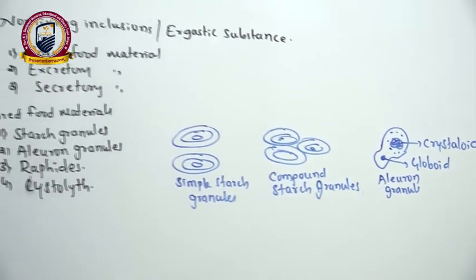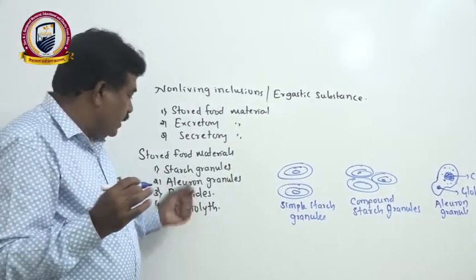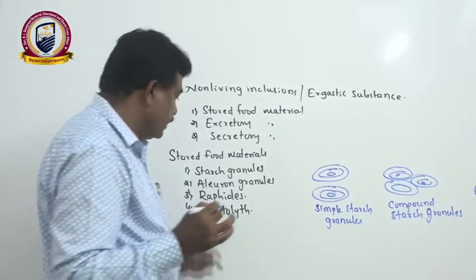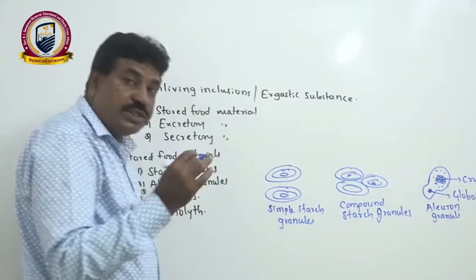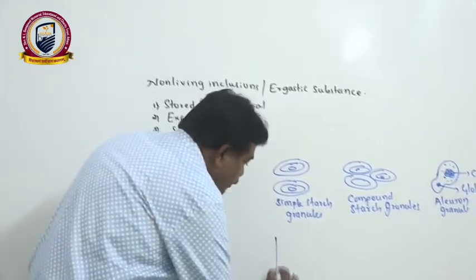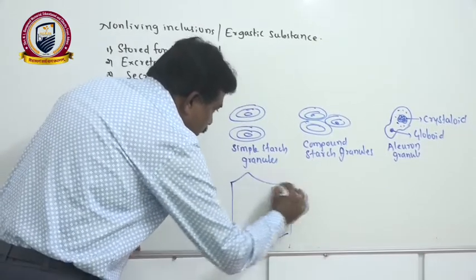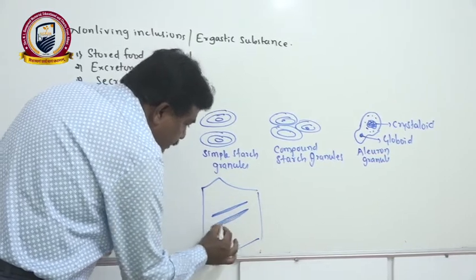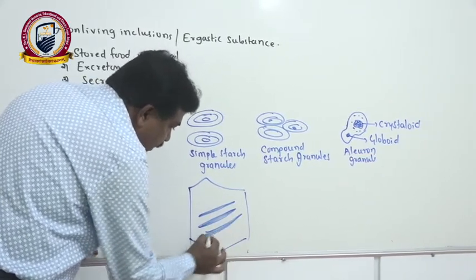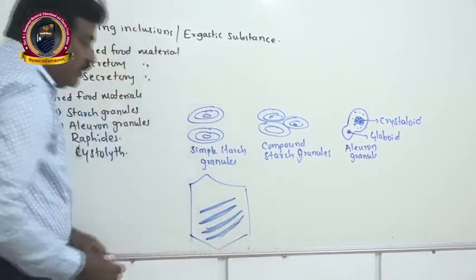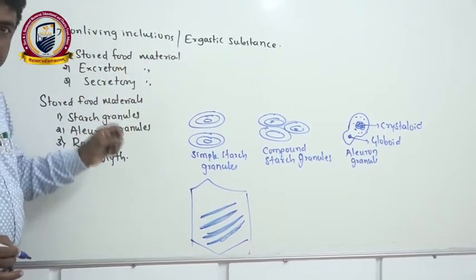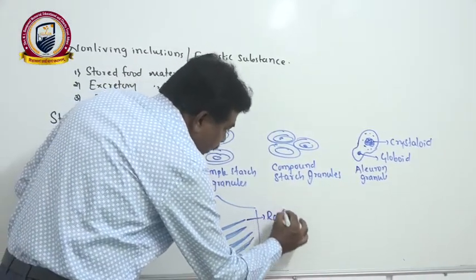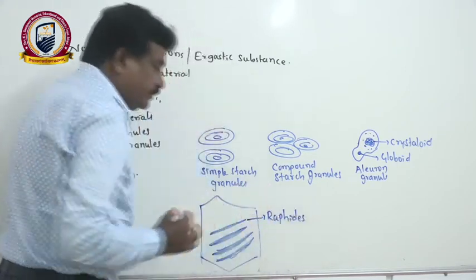There are certain plants, like canna and the elephant aroids. In these cases, calcium oxalate and calcium carbonate crystals are present in the form of needles. These calcium oxalate and calcium carbonate salts present in needle shape are specialized stored food material, and we call them raphides.